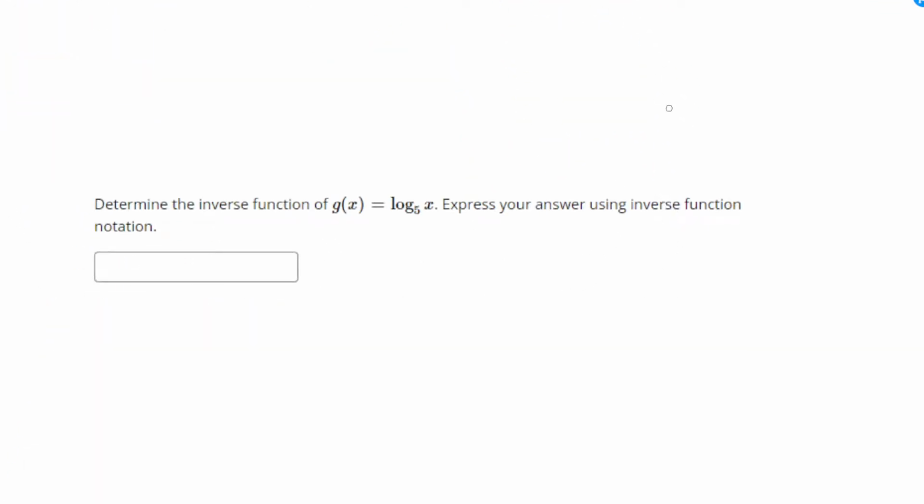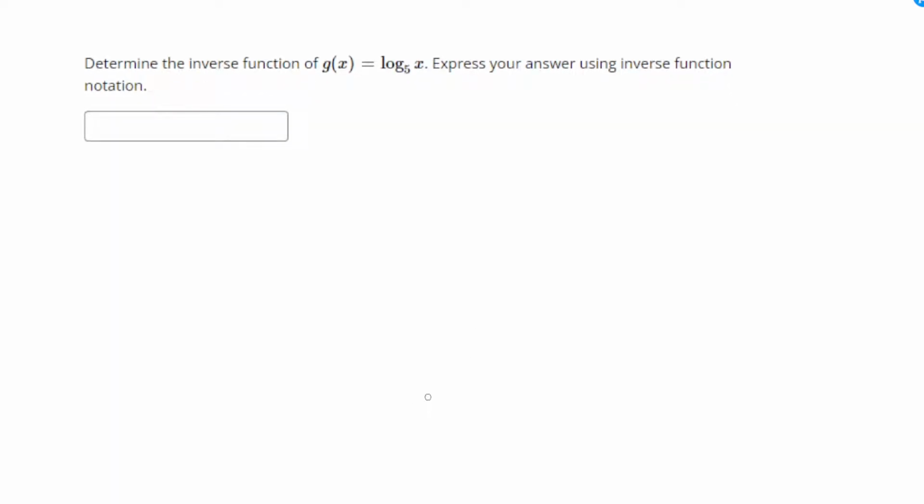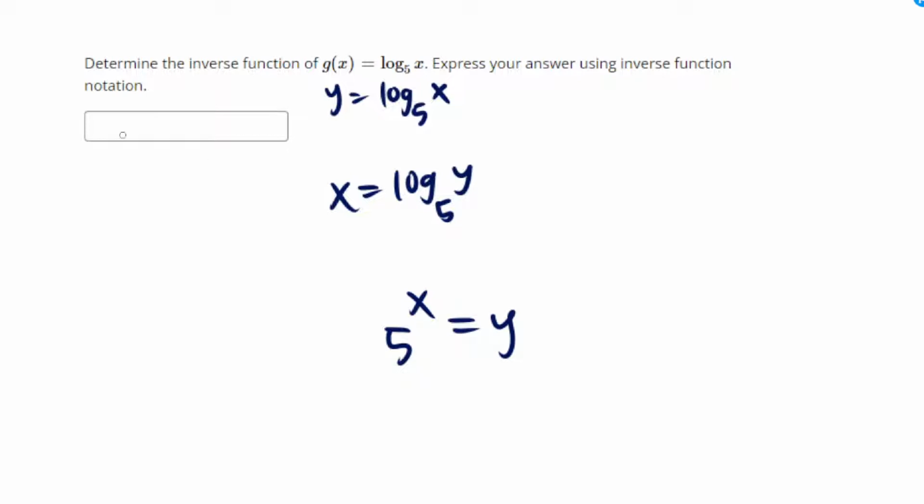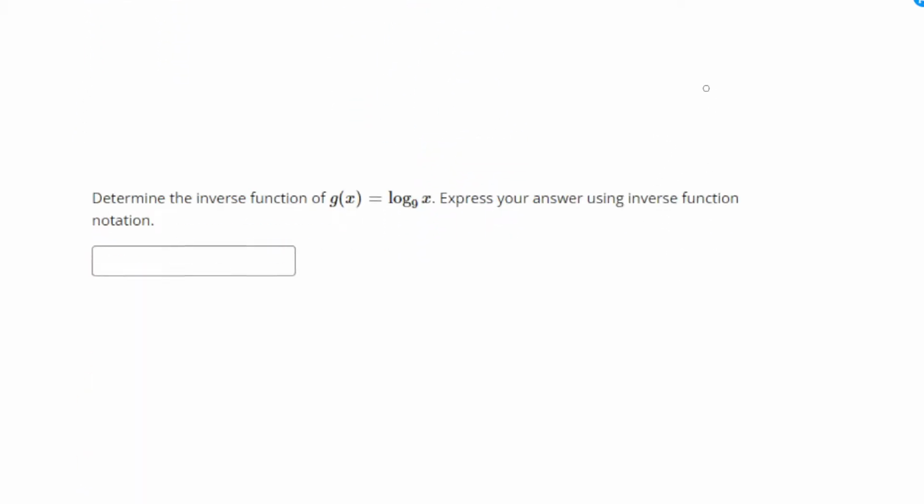The next question wants us to determine the inverse function of g of x equals log base 5 of x. This is going to use the information we have learned before of switching from logarithmic form to exponential form. First, we have y equals log base 5 of x. Swap the x and y, so x equals log base 5 of y. We want to solve for y. To get y by itself, we need to convert from logarithmic form to exponential form, which leaves us with 5 to the x equals y, and that is our new inverse function. So f inverse of x equals 5 to the x. That's the inverse function of our logarithmic function.